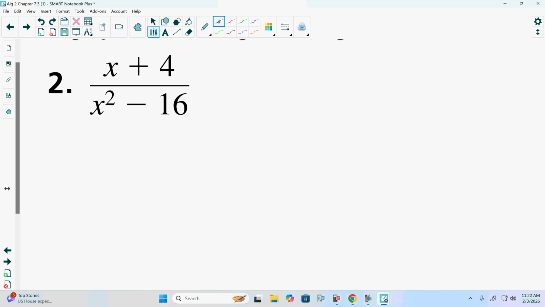Let's look at this one. X plus 4 over x squared minus 16. Can we factor x plus 4? So again, one good thing to think about when we think about factoring is greatest common factor. No matter what it is, we need to check it first. Because if there is one, and we've seen it up to this point, if we can factor the greatest common factor out, it makes the numbers smaller. It makes it easier to work with. Well, x and 4 do not have anything in common.